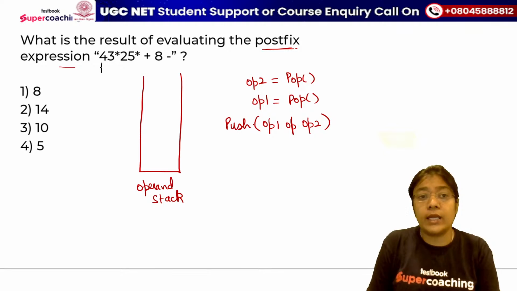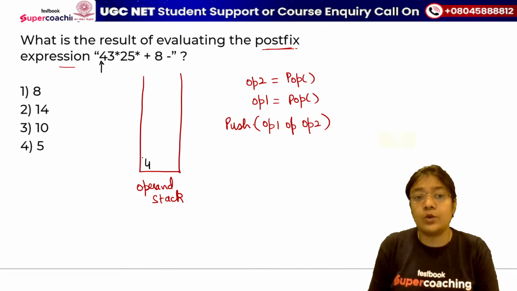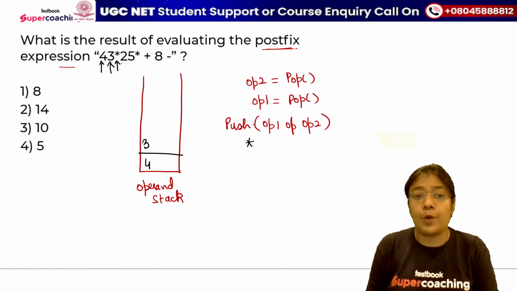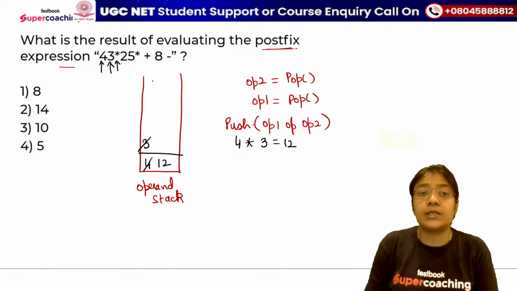First of all, we are getting the operand, so push it into the stack. Next character is again the operand, push it into the stack. We are getting the operator. Operator के लिए pop out the first element, that is operand 2. So I'm getting here operand 2. Pop out the next element, operand 1. 3 into 4 is 12. Push back 12 in the stack.